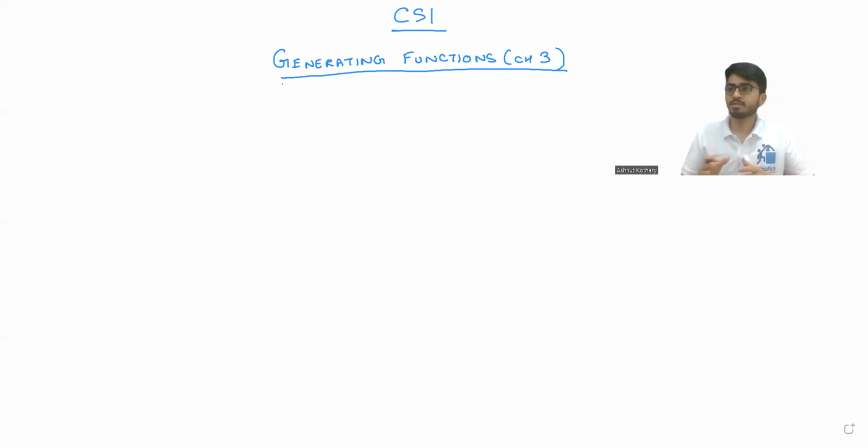So the chapter, I would say, is an extremely easy one. It's a very scoring topic as such. Once you get the essence of the three different types of functions which we are going to describe, its application part, I would say, is rather way easier compared to the other chapters which we have in CS1.